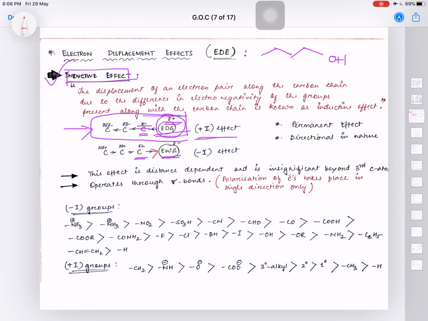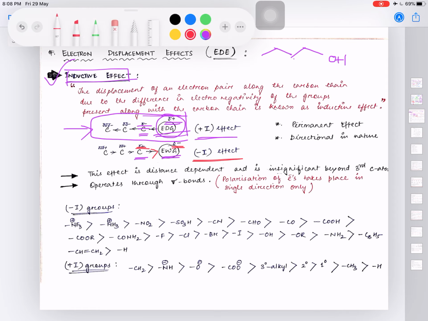Okay, if it pulls electrons from the hydrocarbon chain, what happens? It will have a minus charge and the carbon attached to it will have a plus charge. So this effect is called your minus I effect. Now this effect, its intensity varies with the distance. Means as distance increases the effect decreases.